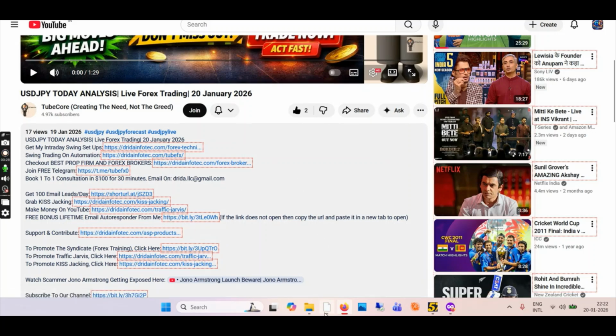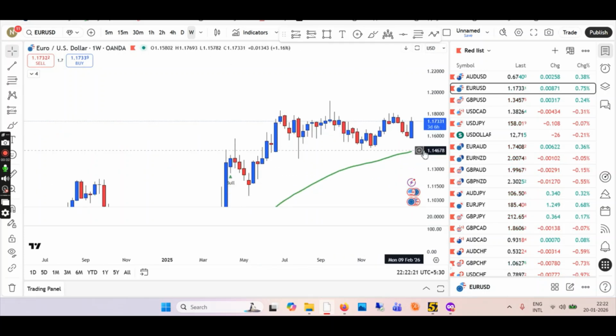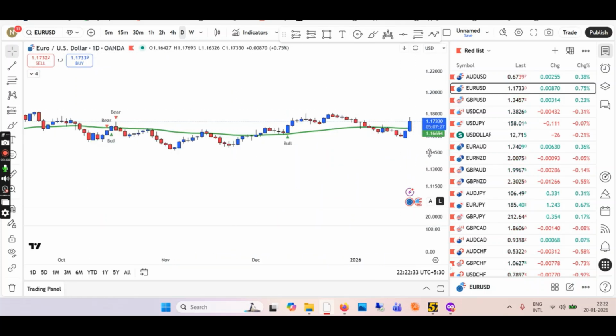Coming back to the chart, starting the top down approach with the weekly time frame. So we are on Tuesday, and when I'm recording the video, it's Tuesday. The weekly is still running, so it doesn't really make sense. Coming back to daily time frame.